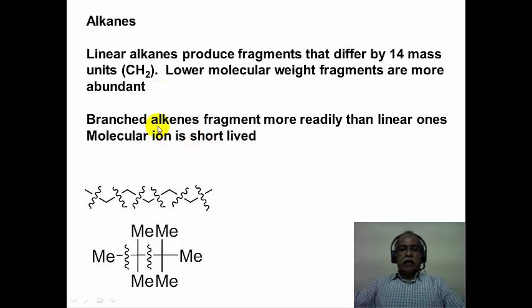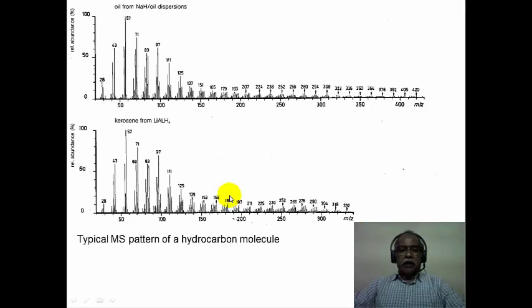Whereas in the case of a branched alkane, fragmentation takes place more readily, because fragmentation of, for example, this more branched alkane results in the formation of a tertiary cation. So the fragmentation process is much more facile in a branched system, and hence the molecular ion is highly short-lived. In fact, the molecular ion peak of the branched system is negligible compared to that of the linear alkanes.